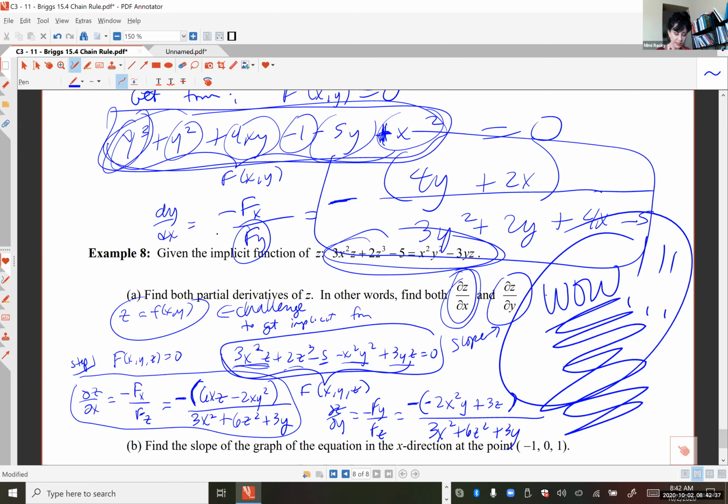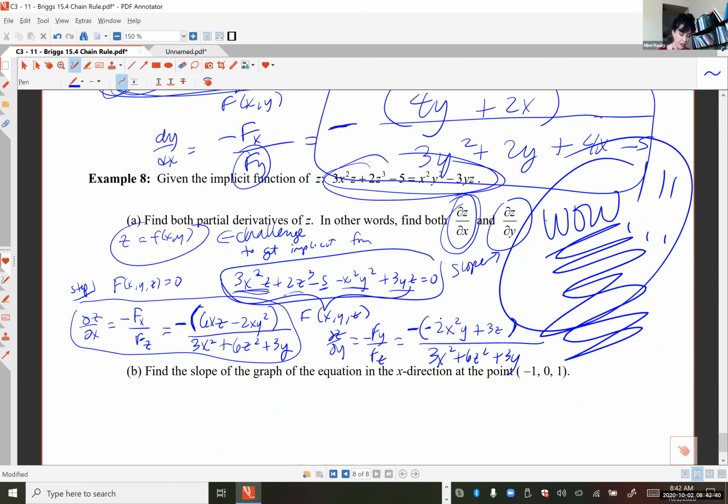And then, just to clean it up and make it look prettier, you can always distribute that negative, and then your dz dy will look a little nicer. I'll just rewrite: 2x squared minus 3z all over the 3x squared plus the 6z squared plus the 3y.